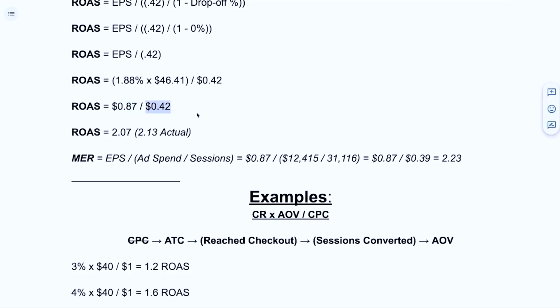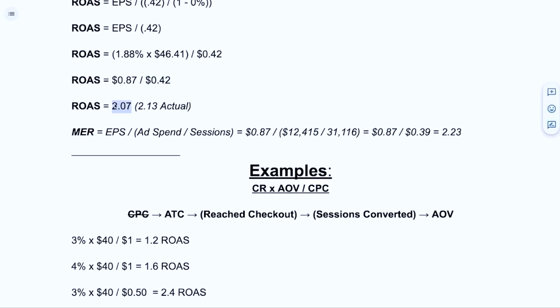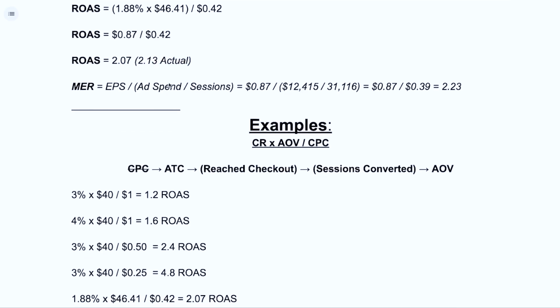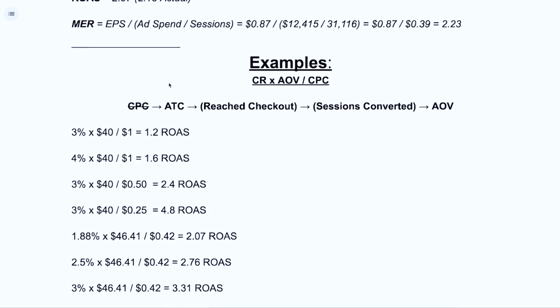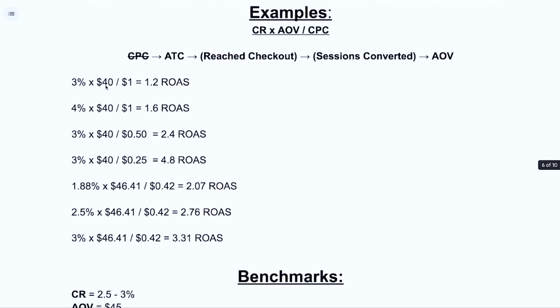For every session, they paid 42 cents in ad spend. So that gives a ROAS of 2.07. That's just based on the Facebook traffic, but the actual is 2.13. So it's extremely close. The difference is because Facebook reporting is always off by 5-10% normally. But to keep going, the point that this is demonstrating, this is where it gets really powerful.